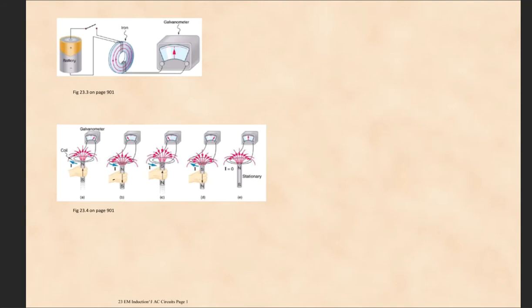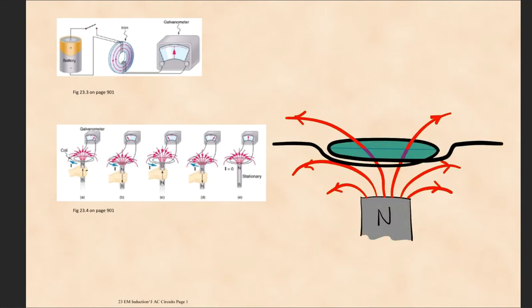We can illustrate that with this picture down here. Figure 23.4 from your textbook shows a series of steps where we're taking a bar magnet. We've got a coil of wire attached to a galvanometer, and we're going to move that bar magnet toward the coil and away from the coil, first with the north pole of the bar magnet, and then with the south pole. If we pay attention to the direction the needle swings, we can figure out which way current is flowing through this loop.